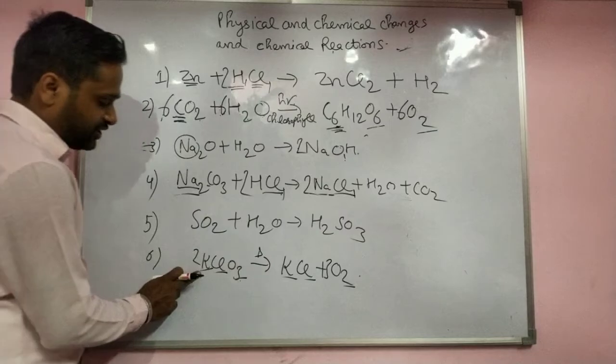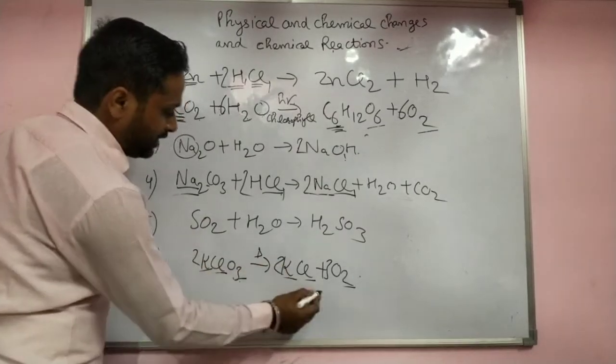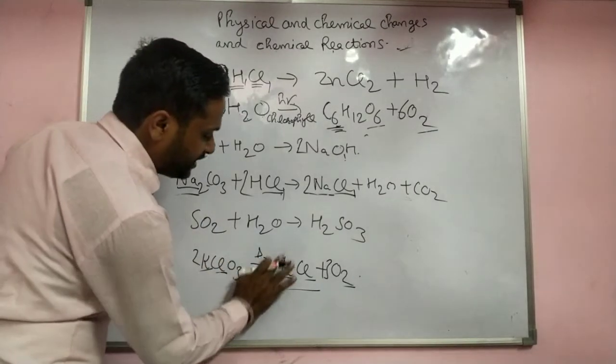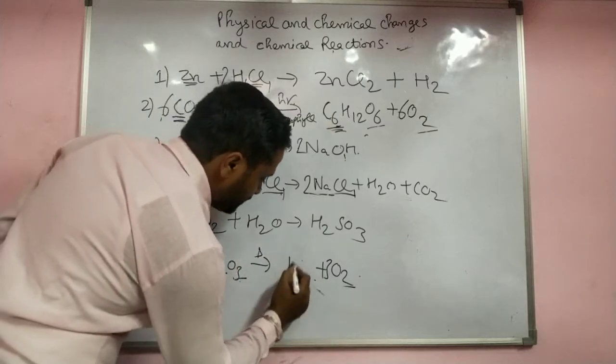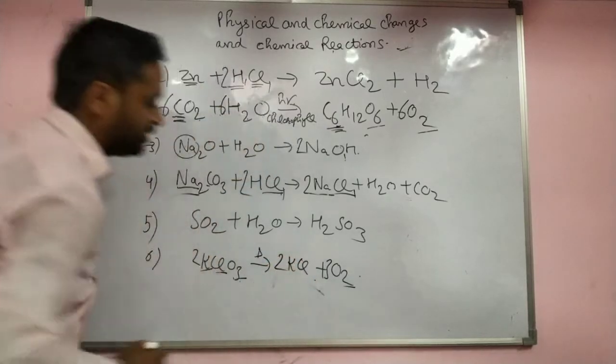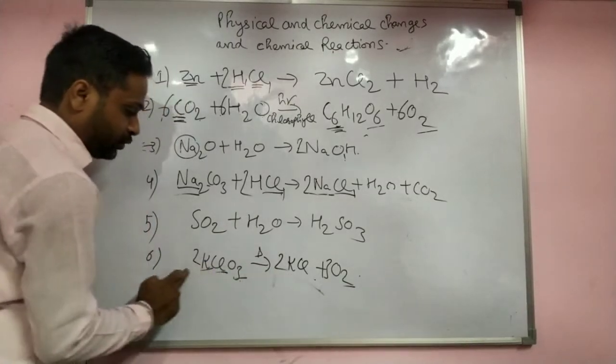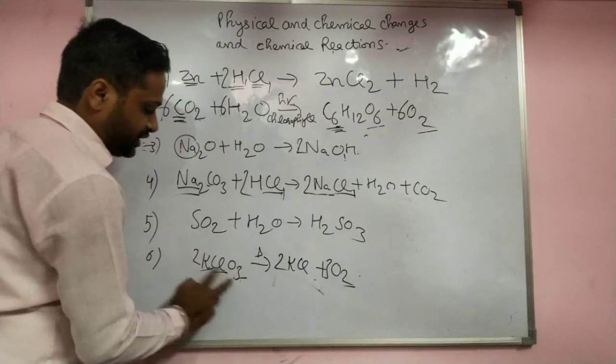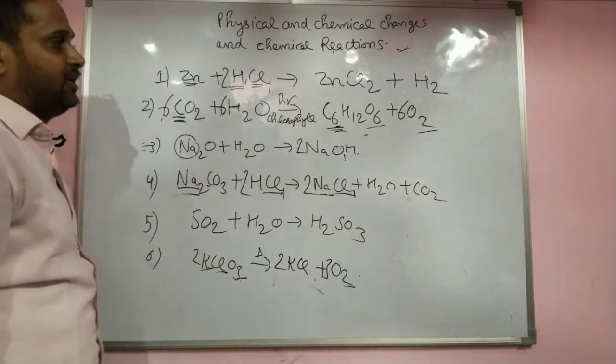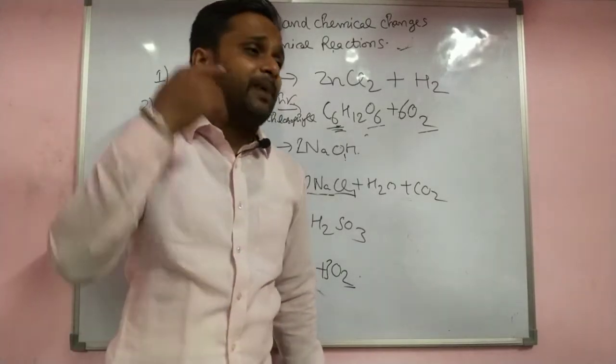Now here potassium 2, chlorine 2. Now you should multiply with 2. It's a very easy reaction. You should multiply with 2. Now you check. Potassium 2, potassium 2. Chlorine 2, chlorine 2. Oxygen 6, oxygen 6. Yes, balanced. So this is the way to balance the reaction.